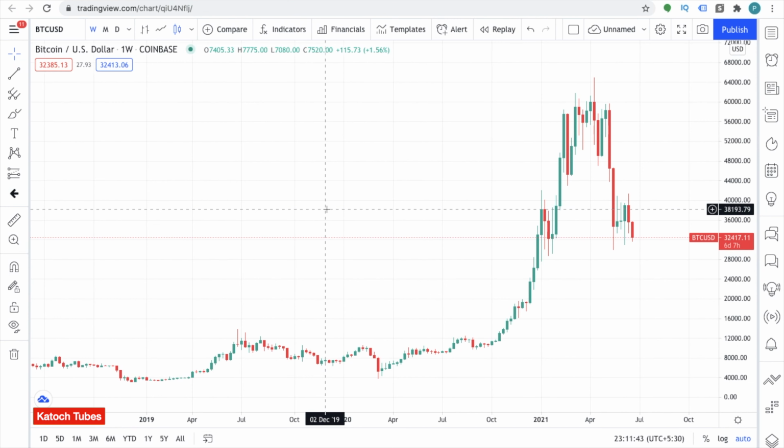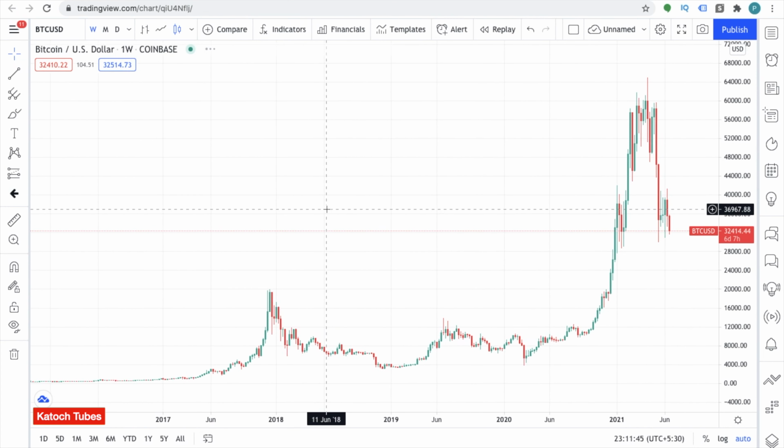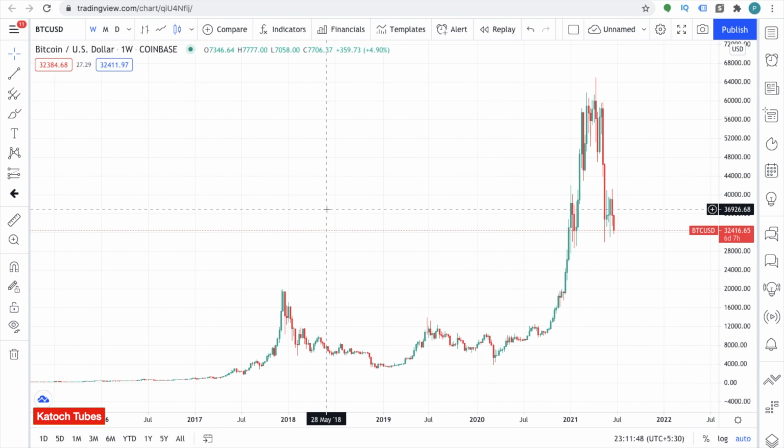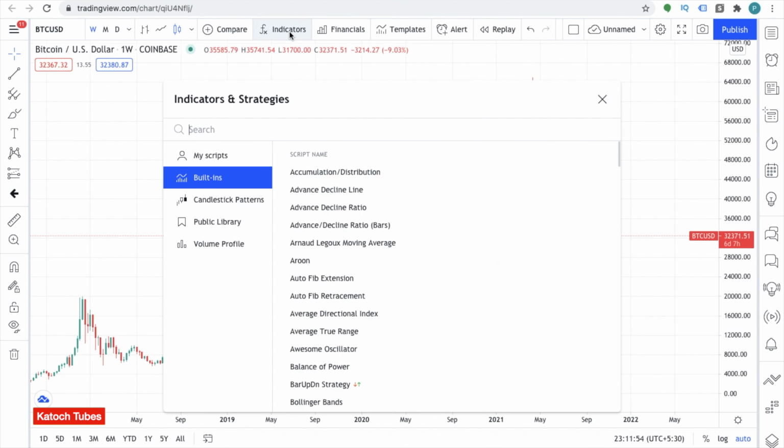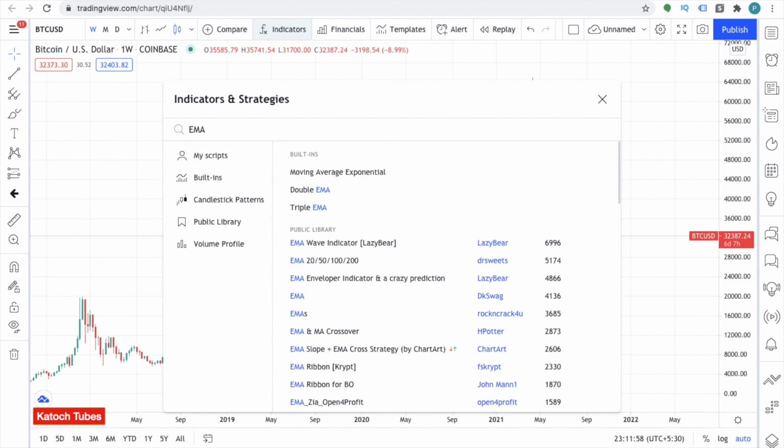So the example I am starting with is a weekly time frame because it's easy to understand. Now the first thing is to add all the indicators. So go to indicators. The first one that I add, I call it EMA, that is exponential moving average. Now I am not going to talk about the detail of what is the meaning of EMA. I will talk about the use case, what it shows you. Okay, so let me add moving average exponential. So it is added here.